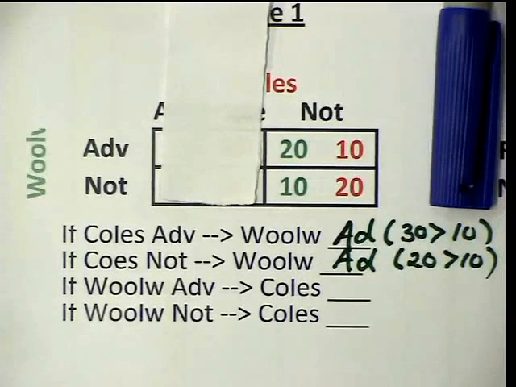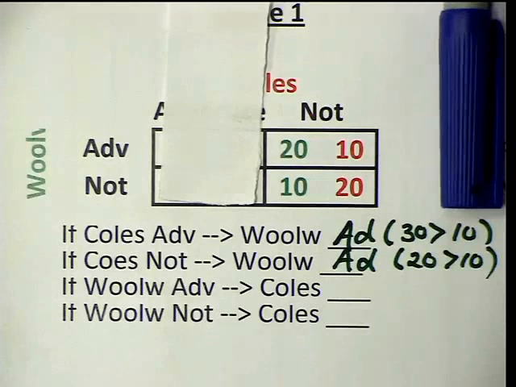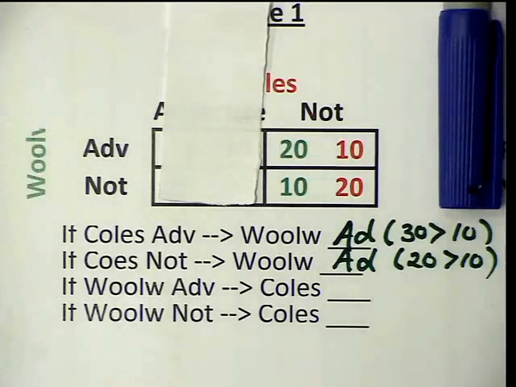Does Woolworths have a dominant strategy? What is the definition of a dominant strategy? If you choose the same thing regardless of what the other did, right? So you would write, Woolworths has a dominant strategy to advertise.